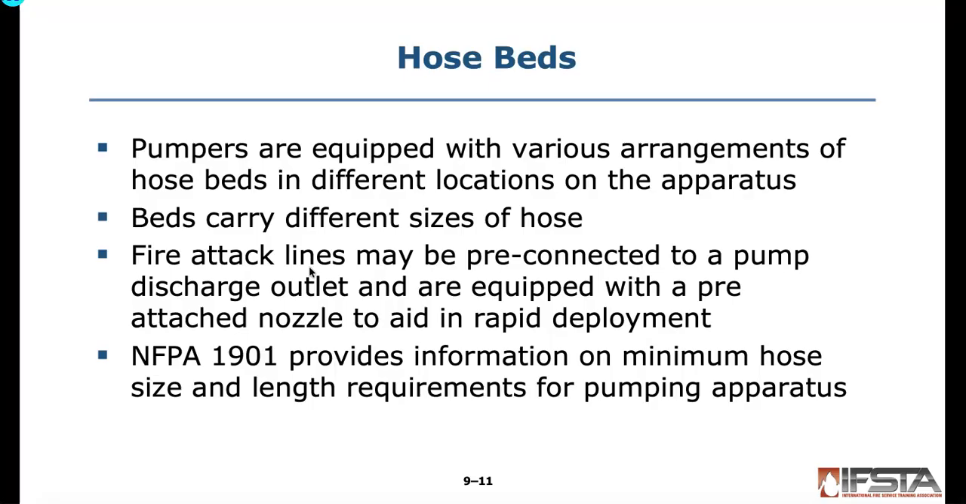It says fire attack lines may be pre-connected. I covered that in one of the earlier slides. So basically a pre-connect means that the hose lines are already attached to a discharge outlet. So once you pull the hose off, there's no connection you need to make to get water in it. You just need to pull and release the valve, right? Okay. Those lines are going to have a nozzle attached to them. There's several different kinds of nozzles. We'll cover that a little bit later in this chapter.